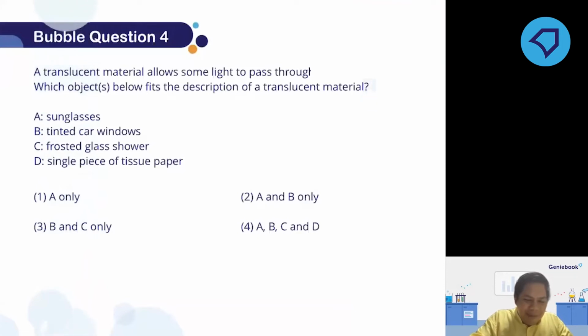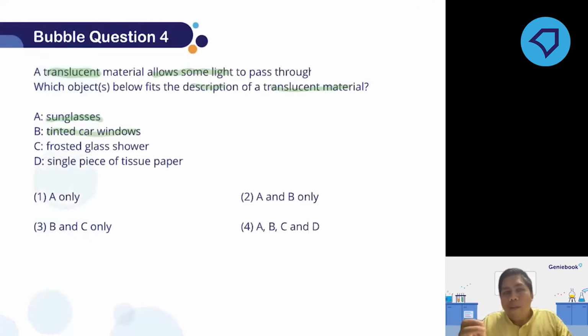A translucent material. So like I said, translucent is not a keyword that is in your syllabus. So that's why in the question, they explain first what it is. It's a material basically that allows some light to pass through. So which object fits the description of a translucent material? Okay, so definitely sunglasses, right? We are not talking about normal glasses. They say here sunglasses, so it is tinted, right? So it is translucent.